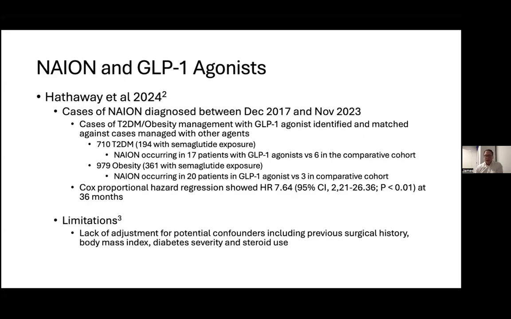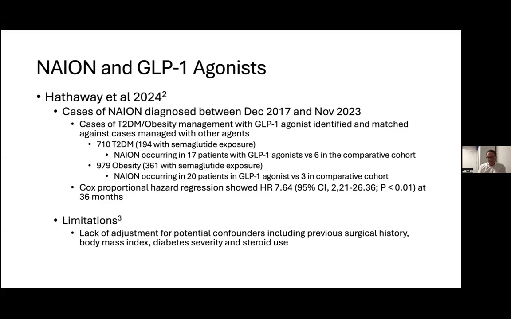And so the relation with NAION crept up due to this report by Hathaway and colleagues in 2024. They looked at a single centre's presentations of NAION and developed these cohorts of diabetics and people being managed for weight loss, and identified a number of cases with semaglutide exposure. So semaglutide is one example of a GLP-1 receptor agonist.